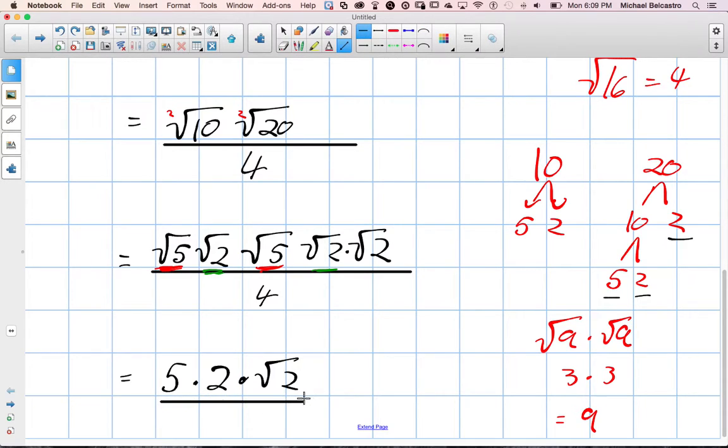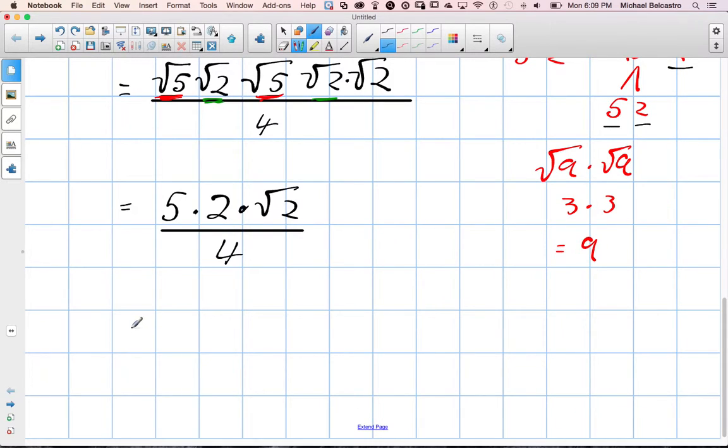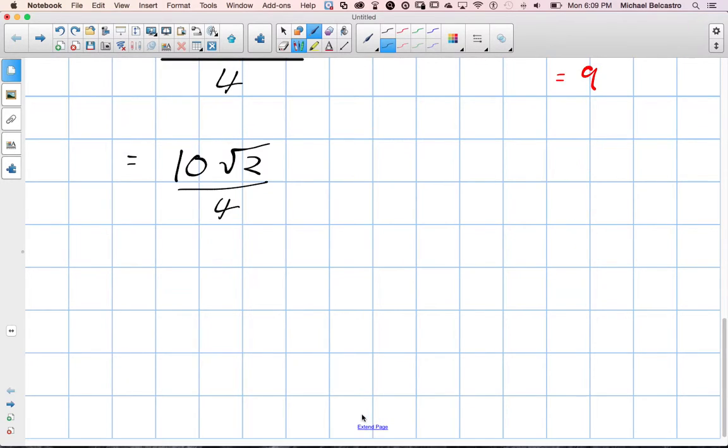And when we go to divide, it's still over 4. So we've done a lot of extra stuff on the side. We could have done this much quicker. 5 times 2 is 10. Okay, so we have 10 root 2 over 4. And then there's a number that goes into both 10 and 4. We can reduce these two values.